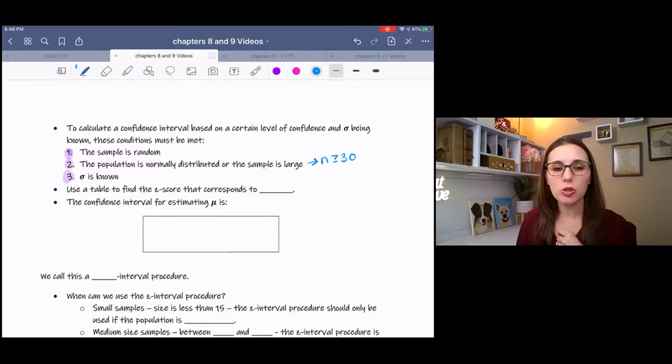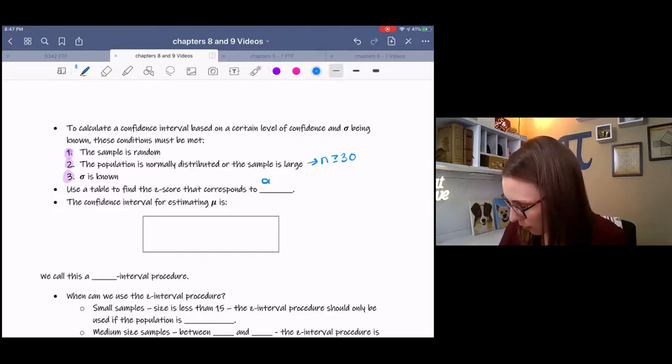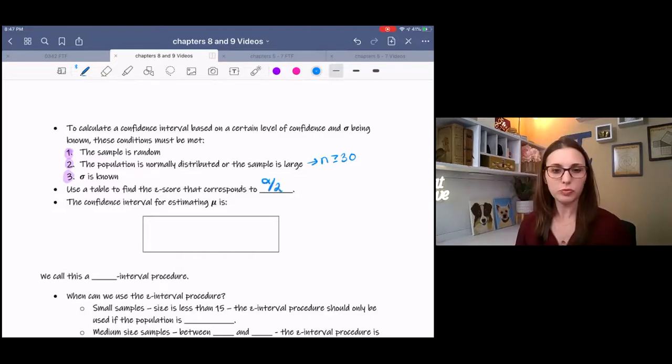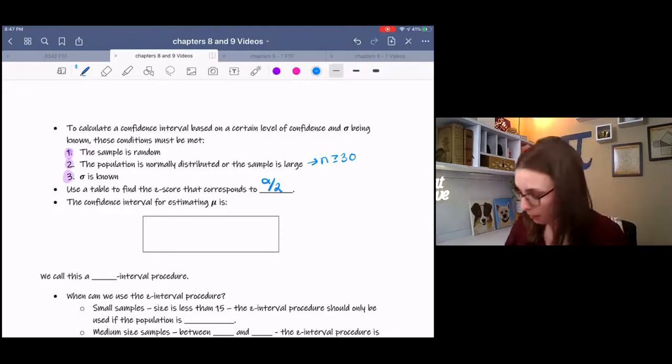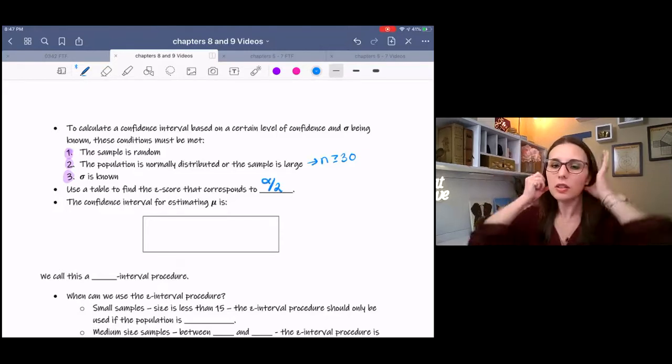So in order to find the z-score associated with the confidence level, you can use your table or you can use your calculator. In your calculator, remember that we use inverse norm. So use a table to find the z-score that corresponds to alpha over 2. That's an alpha. Looks kind of funny. Looks a little bit like a fish, but that's okay.